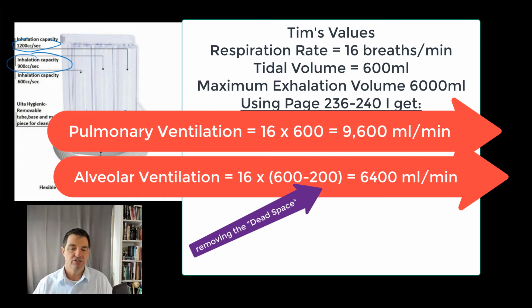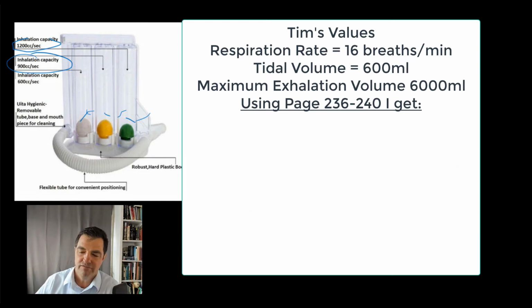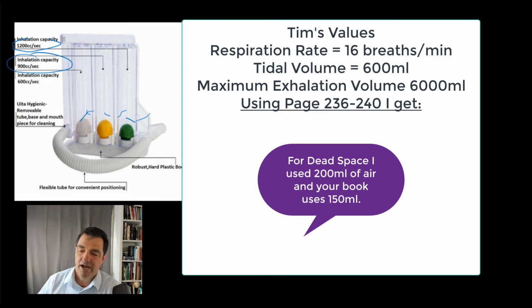Okay, you might notice that in my calculation, I use a different value for dead space, and that is due to an estimate on my part that my lung size is probably a little bit larger than the average person. It's based somewhat on body weight, and my body weight tends to be slightly higher. So instead of 150 milliliters of air, I'm using around 200 in my calculation. But you can feel free to adjust that how you want.